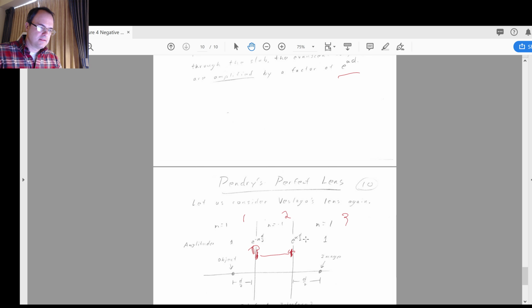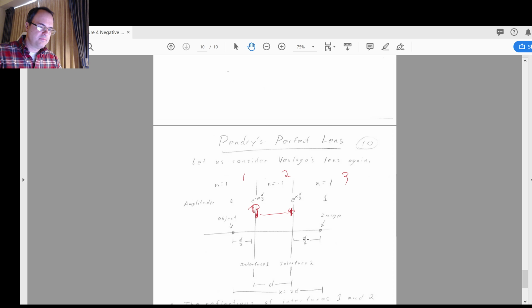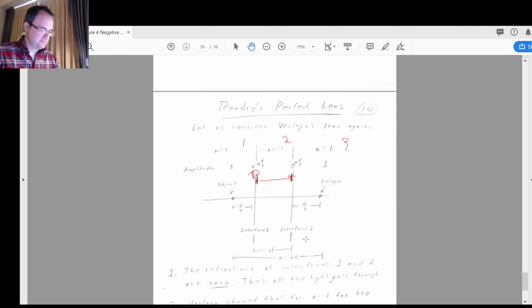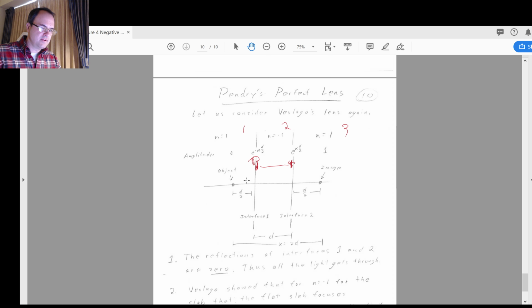So Pendry's perfect lens then. So Pendry goes even beyond what Vizlago did. Vizlago said you can have this slab right here in the middle, focus the light down to this image point. All right, but he didn't say anything about the evanescent waves. Pendry said, okay, after looking at what we did in the last few slides, where we looked in detail at what's going on with the evanescent waves, we're seeing that we have an amplification of the evanescent waves.